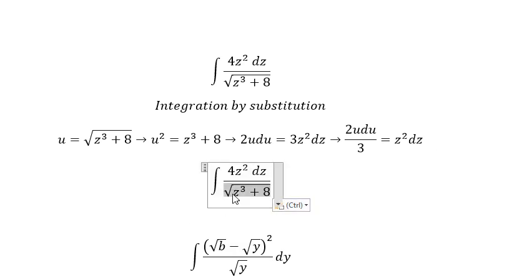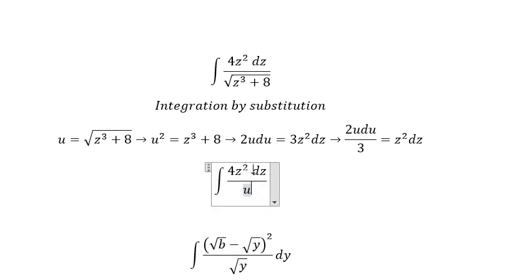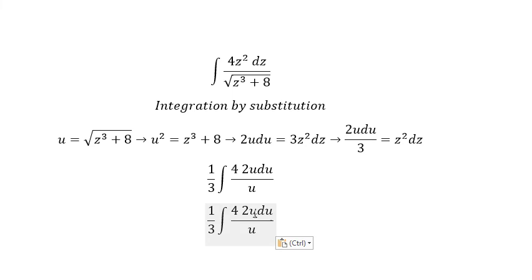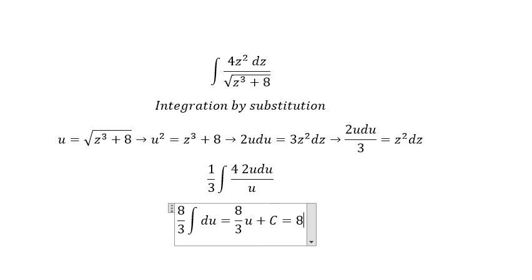This one we change by u. Z squared dz we change by 2u du over number 3. Number 4 with number 2 we got 8. U divided by u, they cancel. So I will put number 8 in here. This one we have 8 over 3 u, and we put c. Substituting back u, that's this one.